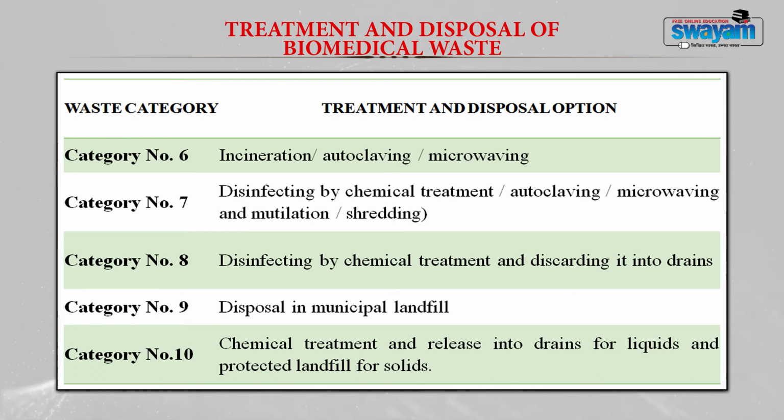For category 9, you go for disposal in a safe municipal landfill. Category 9 is the ash that is generated at the end of the incineration process. Now, for the last category, category 10, chemical treatment has been suggested, with release into drains for liquids, and for solids they should be protected in a landfill. Category 10 waste is again chemical waste, generally the disinfectants or insecticides which are used.